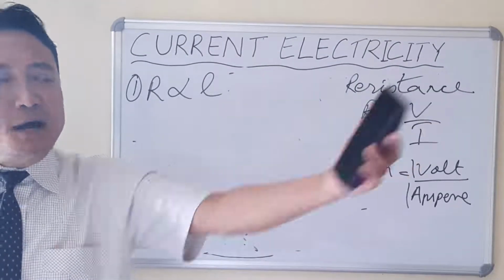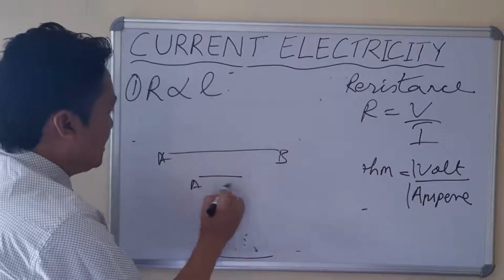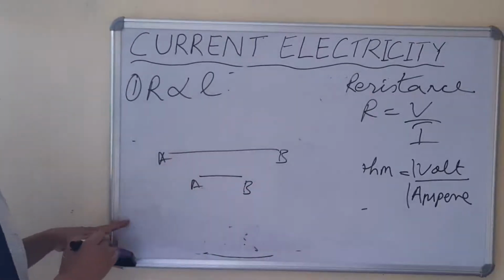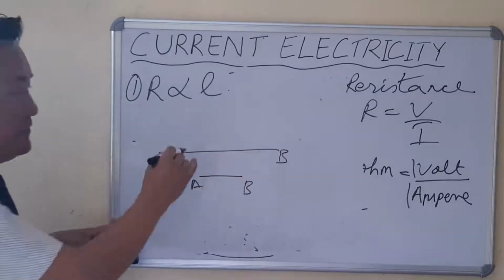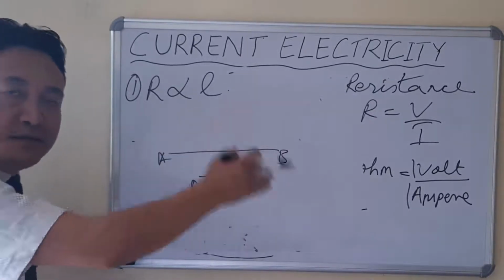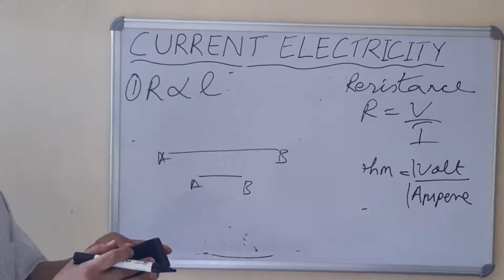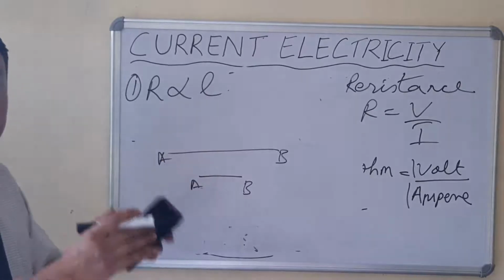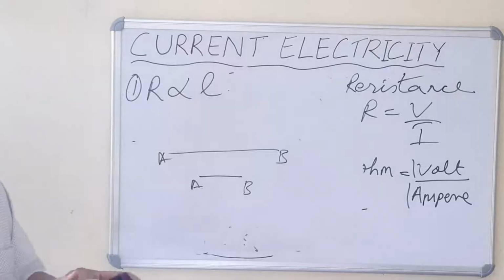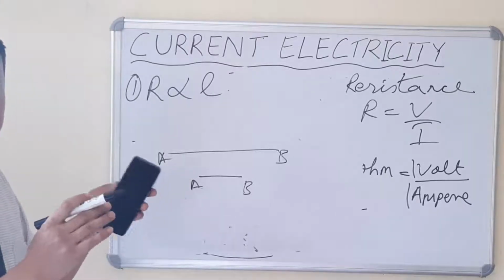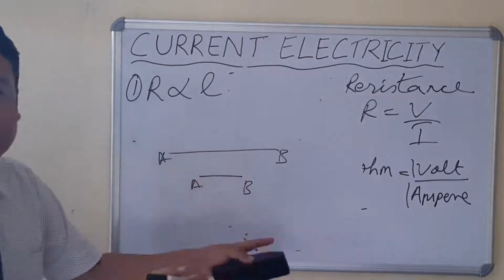If I take a very long wire and a short wire, and mark it AB, this longer wire has more resistance. Resistance is maximum here because the electron has to travel a long distance, and while traveling they collide with the other electrons present in the conductor as well as with the positive ions, and that brings some obstruction to the flow of current, thereby reducing the flow of electrons. So longer the wire, more will be the resistance. Shorter the wire, lesser will be the resistance.